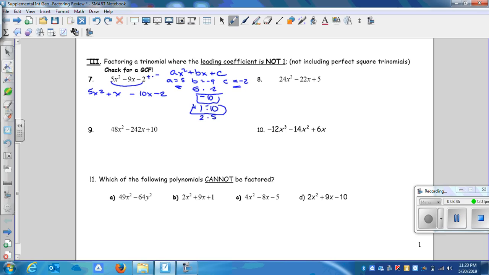From here, what you're going to do is group together the first and last 2 terms. So the 5x squared and the x will be in the first group, and my second group will be the -10x and the -2. You do want to put a plus sign in between your 2 groups because the operation currently is still addition. Next step, go ahead and factor the greatest common factor out of each group separately.